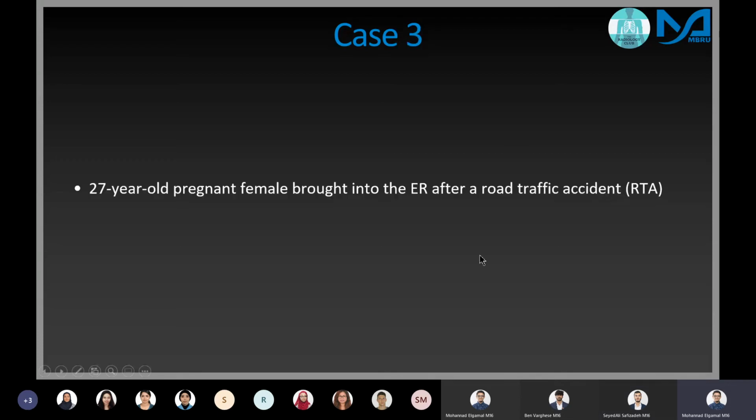Okay, so case number 3, a very interesting and rare situation. A 27-year-old pregnant female was brought into the ER after a road traffic accident. Let's say she's in her third-ish trimester, and she was wearing her seatbelt. She has no obvious external injuries, a little bit confused and shocked, but she felt the seatbelt tug really hard against her stomach, and she's very worried.